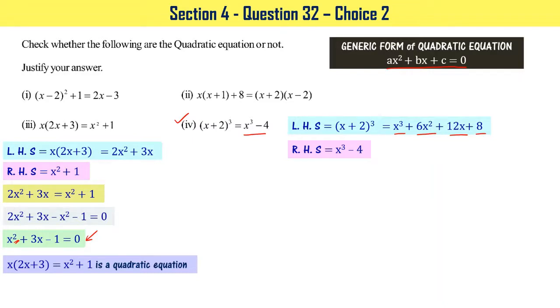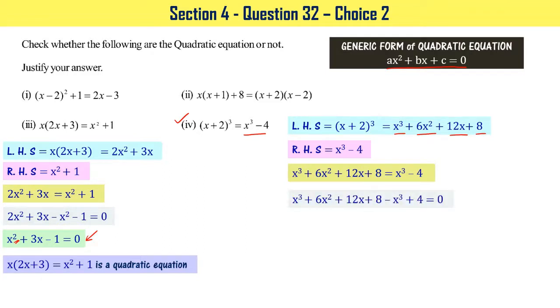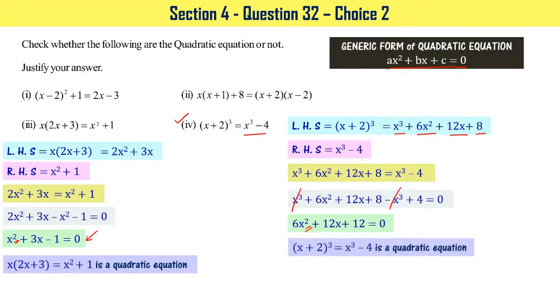Let's equate LHS with RHS. And when you rearrange it, you can cancel this x cube and this x cube. Now what you have is 6x square plus 12x plus 12 equal to 0. The degree of this particular equation is 2. Hence, the given equation is a quadratic equation. X plus 2 whole cube equal to x cube minus 4 is a quadratic equation, right? This is what we are asked to check.